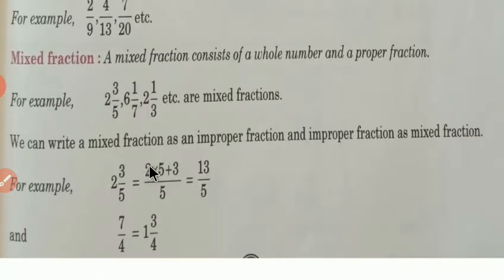Now we'll see how to change a mixed fraction into an improper fraction and an improper fraction into a mixed fraction. So the first one, 2, 3 by 5. First you multiply 2 into 5. 2 fives are 10 and we add the numerator, plus 3. So 2 fives are 10 plus 3, 13 upon 5.